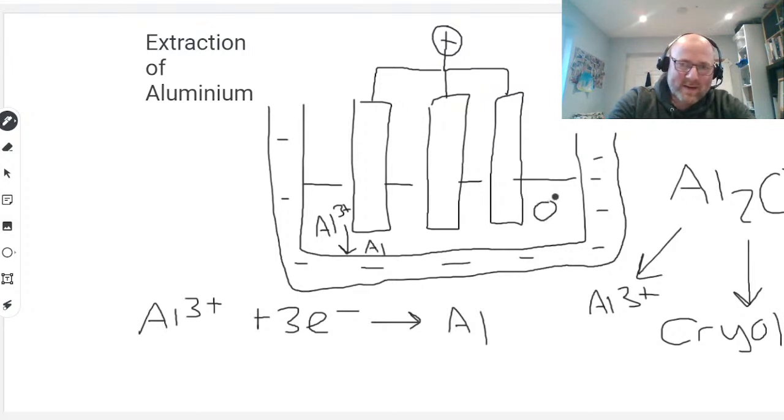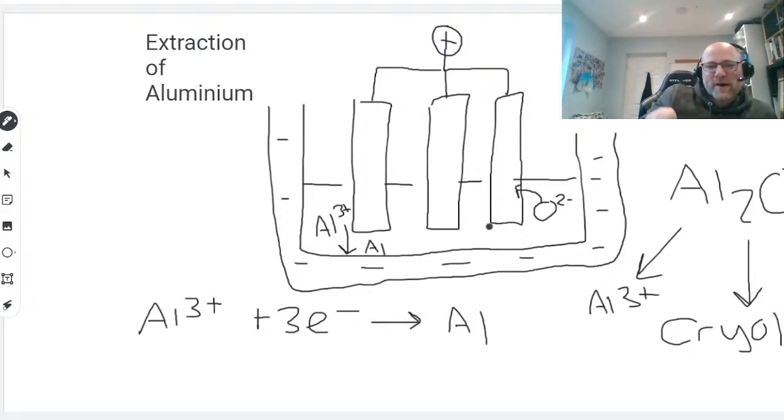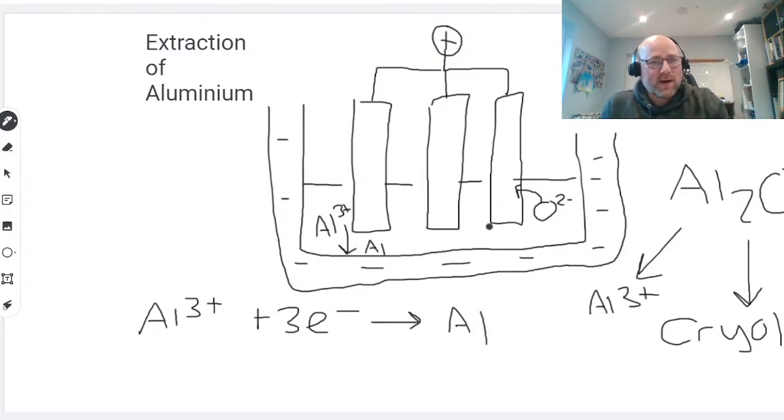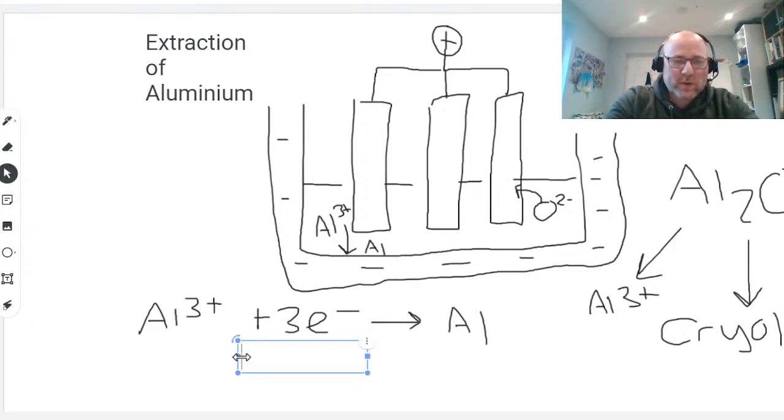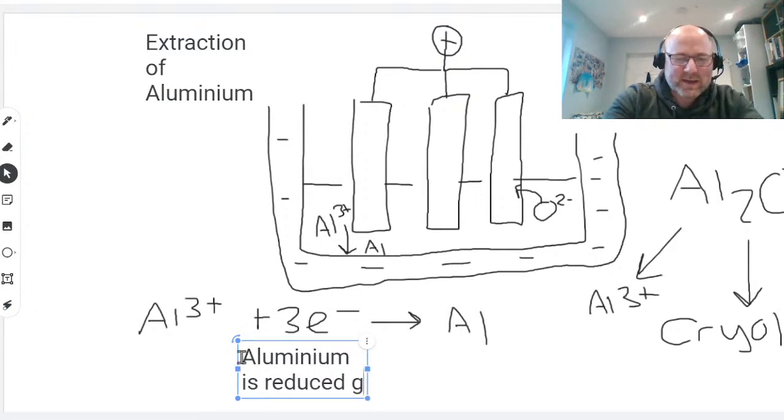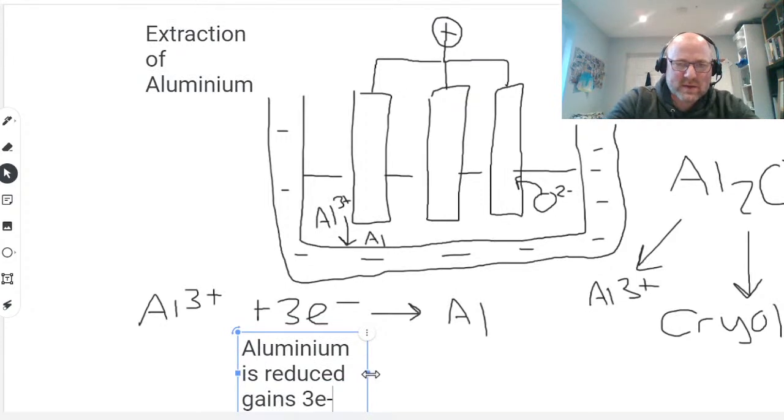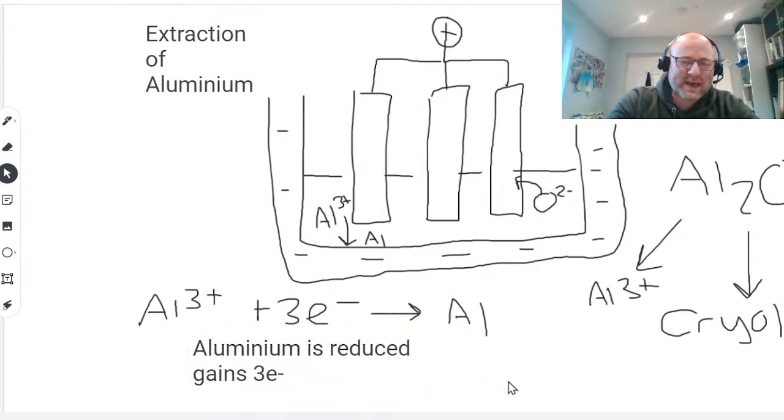And then O2- is coming here. Can anyone write the half equation for the electrolysis half equation for oxygen going to the positive electrode? When you gain electrons, Musa, this would be gaining electrons, and gain of electrons is reduction. So we would say aluminium is reduced, it gains 3 electrons. So aluminium is reduced as it gains 3 electrons.